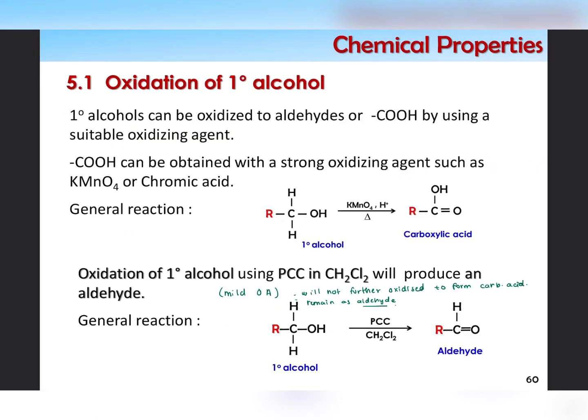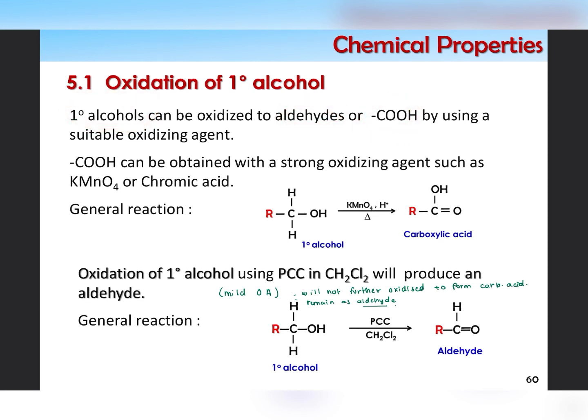Okay, so for oxidation of alcohol, kita tengok one by one. So first kita tengok primary alcohol dahulu. So for primary alcohol, it can be oxidized to form aldehyde, C double bond O, satu kaki H, satu kaki lagi alkyl, or it can form carboxylic acid, C double bond O, OH, and you have alkyl group attached to it. So, by using suitable oxidizing agent, you can form these two products from primary alcohol.